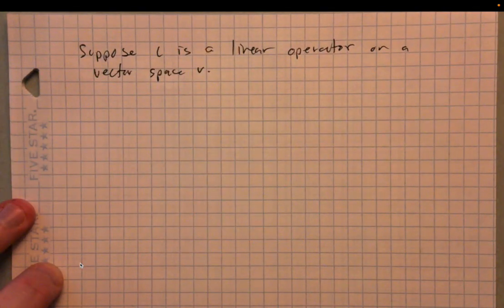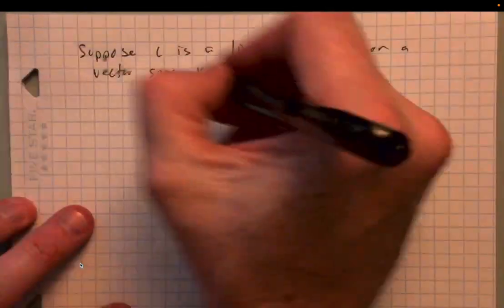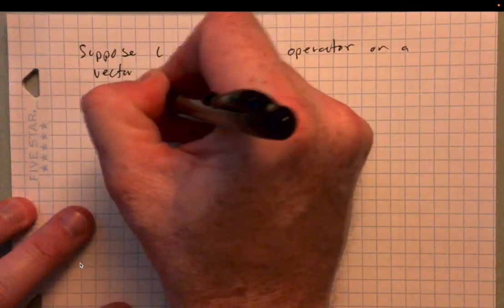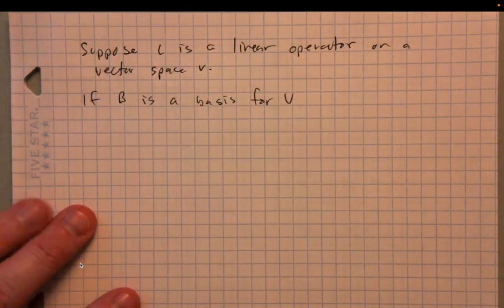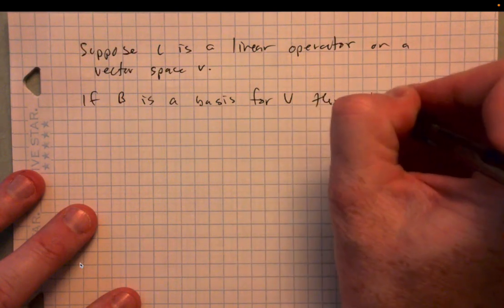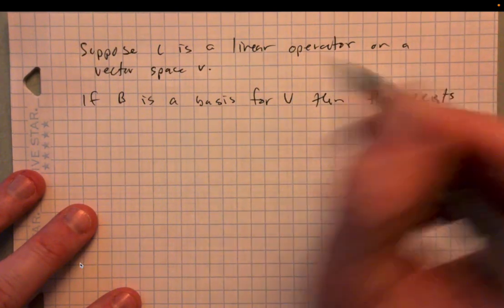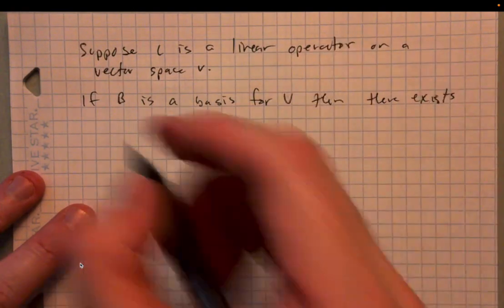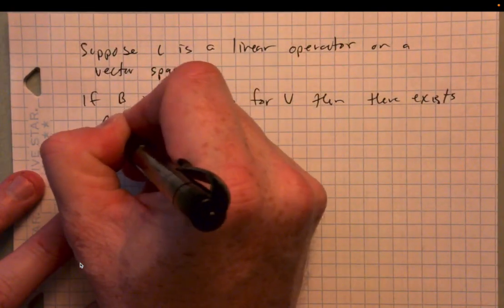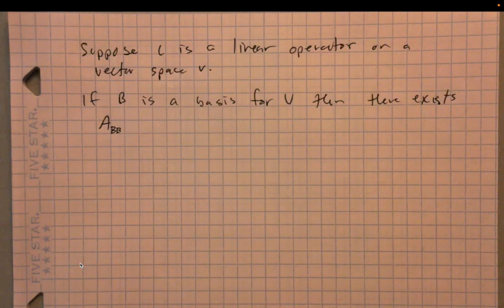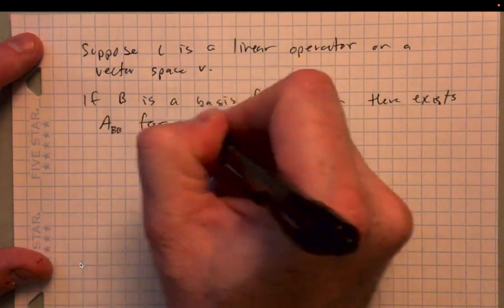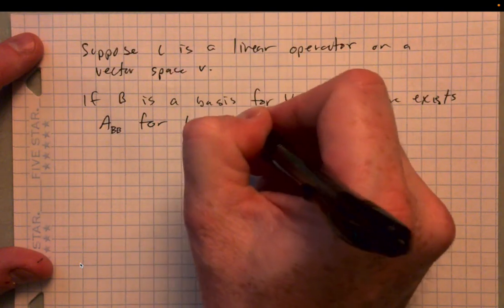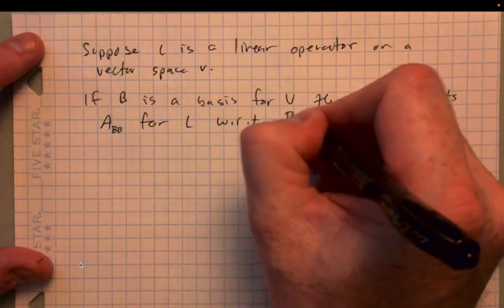Okay, so I've got some vector space V. If B is a basis for V, then there exists, as we know from what we've just been discussing, some matrix A_BB. This is the matrix of a linear transformation, there exists this matrix of the linear transformation L with respect to B.